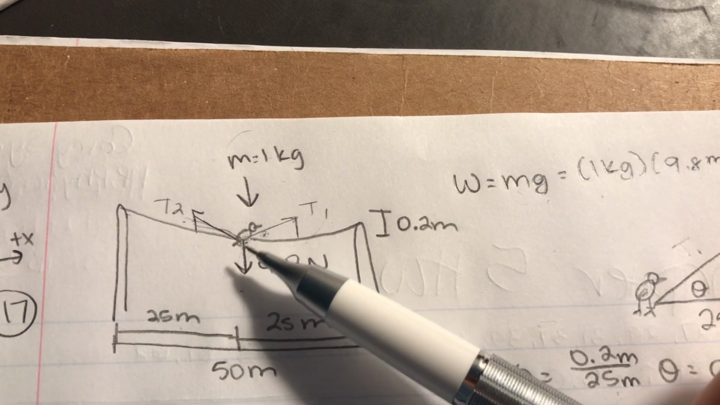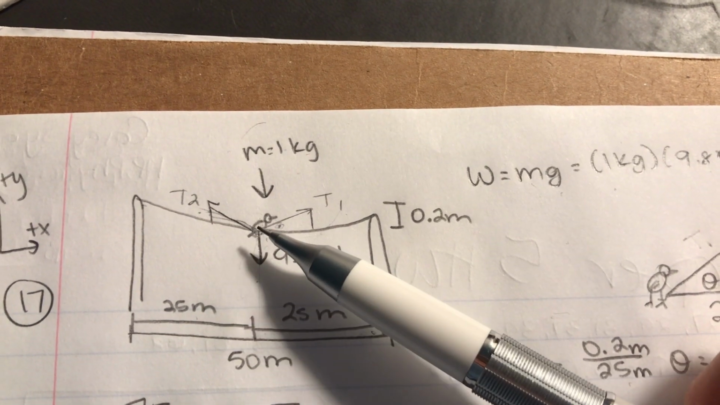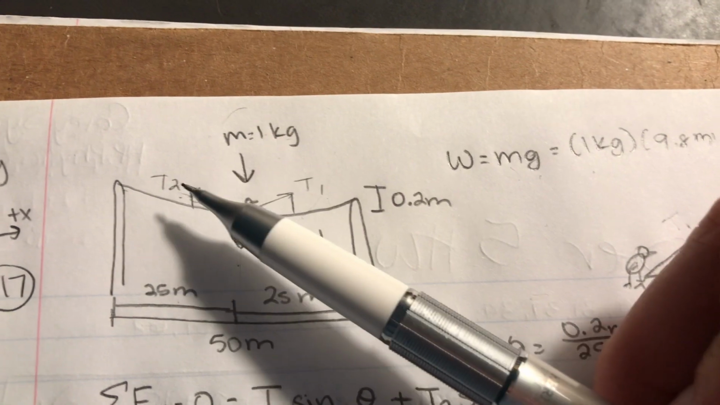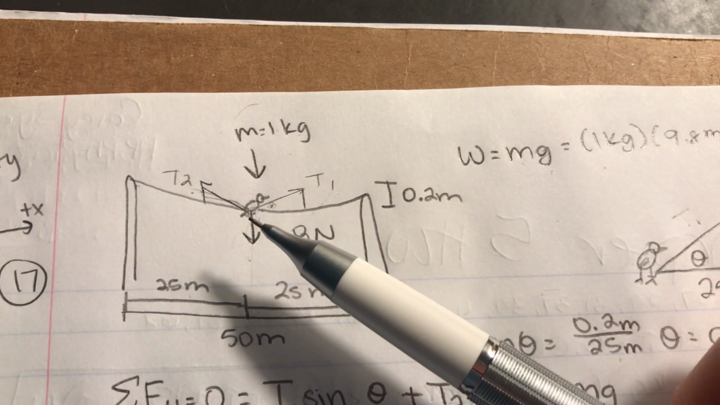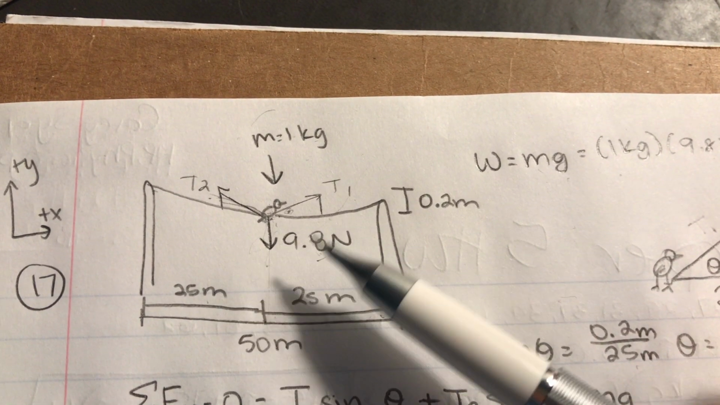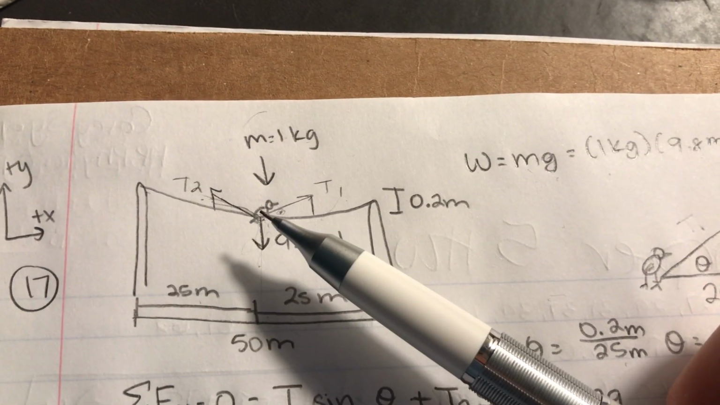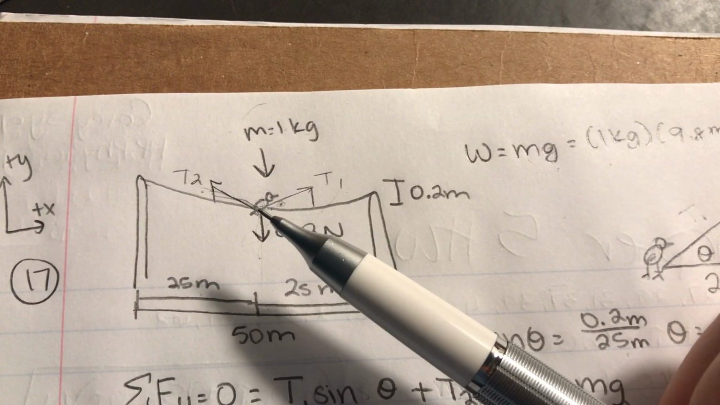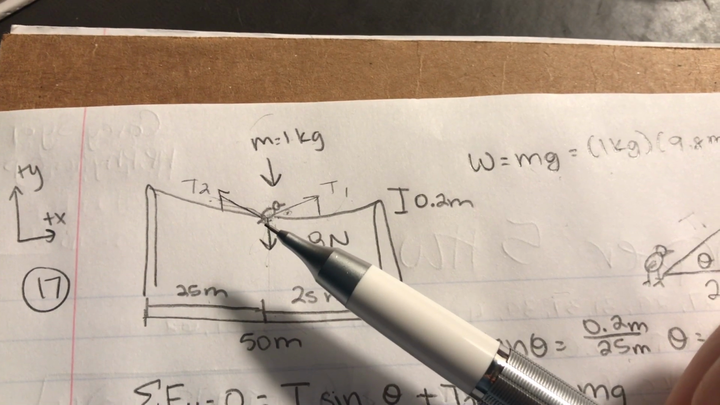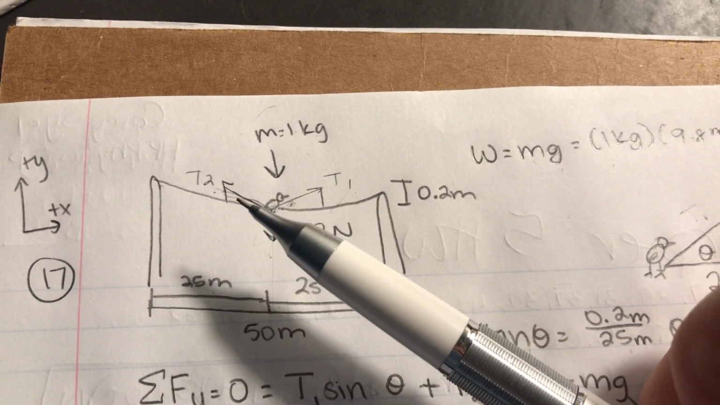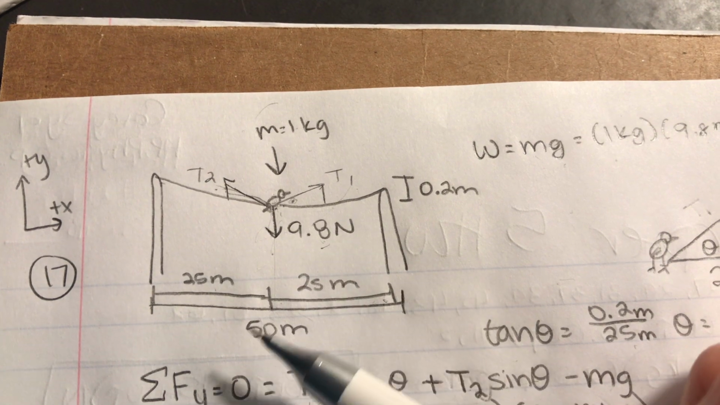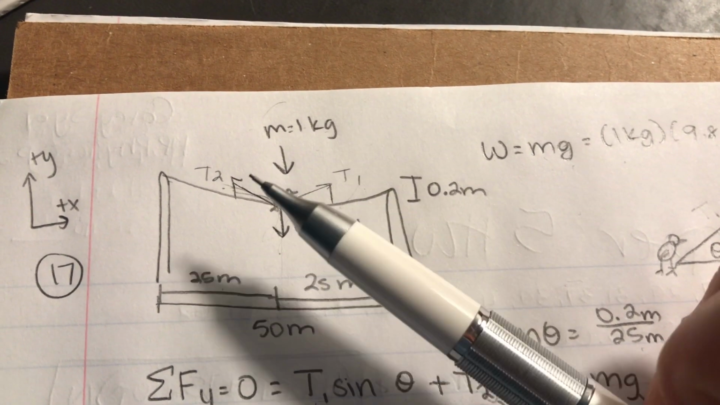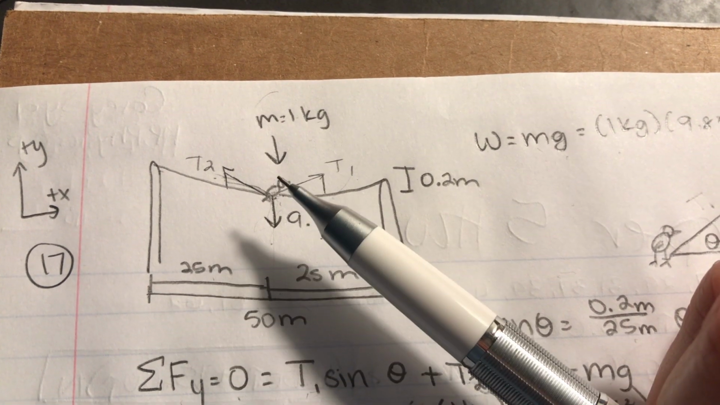And the thing that is holding the bird up is the tension in the wire on each side. So T1 is pulling him up that way at an angle, and T2 is pulling him up that way at an angle. That's what's balancing out the 9.8 newtons and holding him stationary, because the sum of the forces is 0 since he's not moving anywhere, so there's no acceleration. The other thing we know is that T1 and T2 are going to be the same, because if he's right in the middle of both wires, the force that each of them has on him is going to be equivalent.